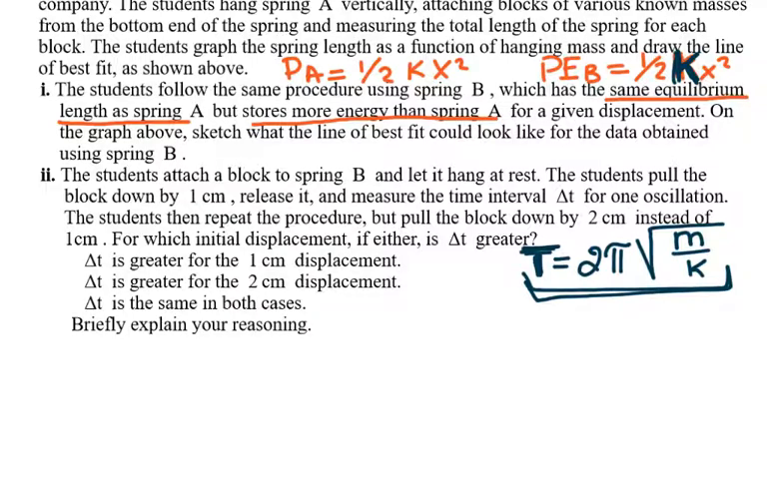The force is going to be acting different because force is equal to kx, but my time does not depend on it. My time depends on the mass. And the students attach a block to spring B and let it hang, but they don't change the mass. Mass is the same, and k is already given. We said it's going to be a little bigger than A. So the answer for this one is that T is the same for both cases.